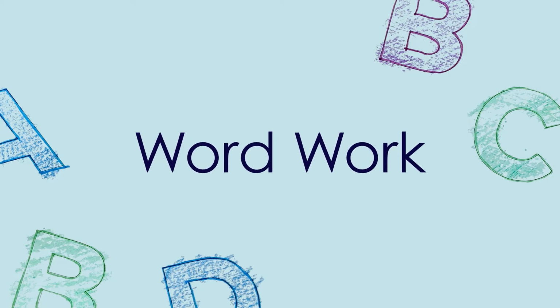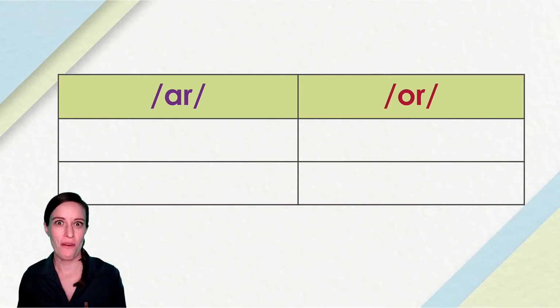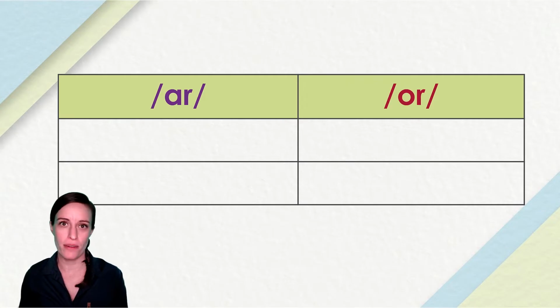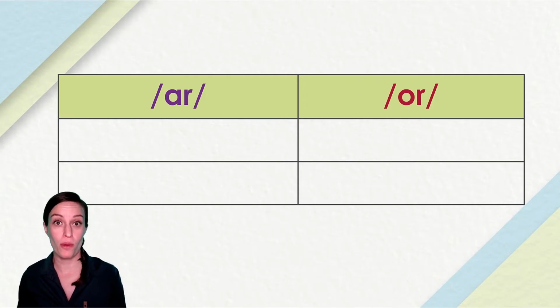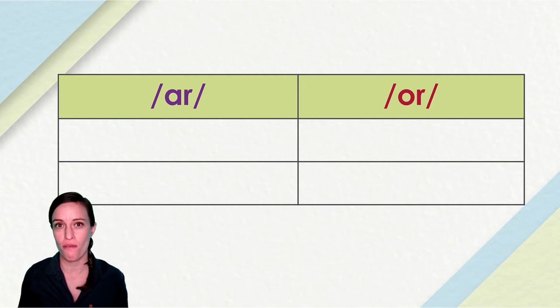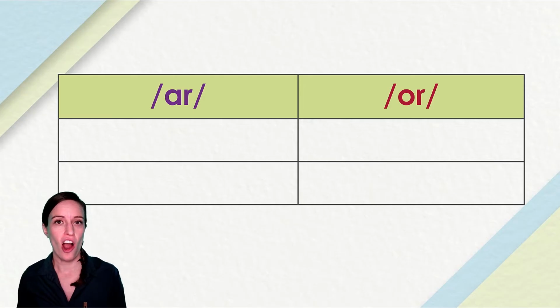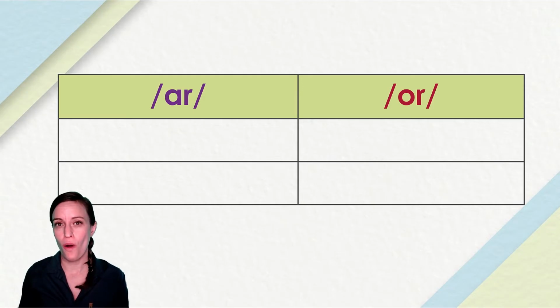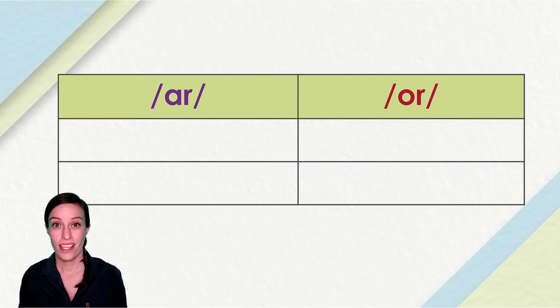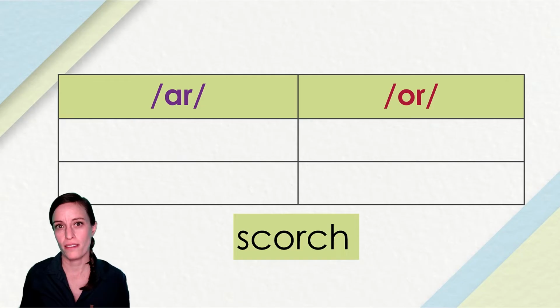Word work. Now, let's play Sort It Out. Today's words will either have the R-controlled vowel AR, or the R-controlled vowel OR. Are you ready to sort? Here is our first word. Scorch. What vowel sound do you hear?